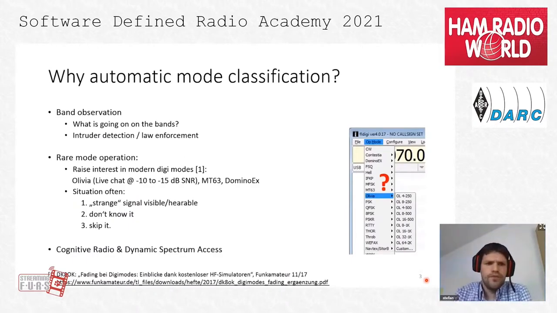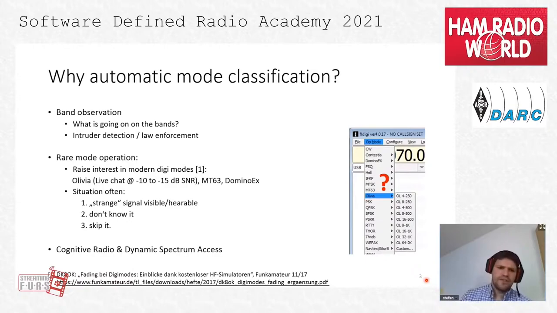What is this good for? First of all, classification of modes is good for band observation. So we want to see what is going on in the bands, not just which frequencies are occupied, but also what type of transmissions are there. This is especially interesting, for example, for intruder detection, a problem we have very frequently in the amateur radio bands. And also for officials, it's important for law enforcement to see if everyone is transmitting in the band where he is allowed to.